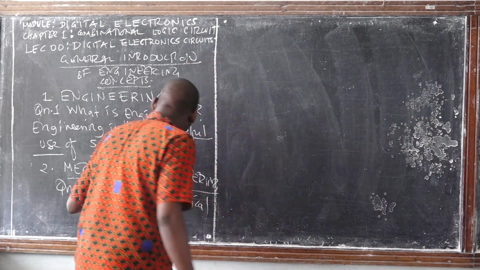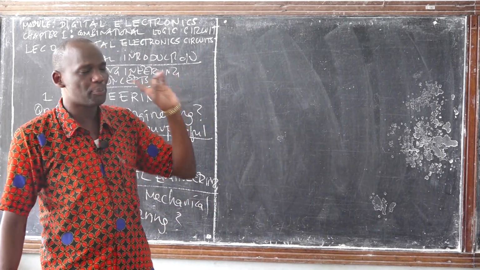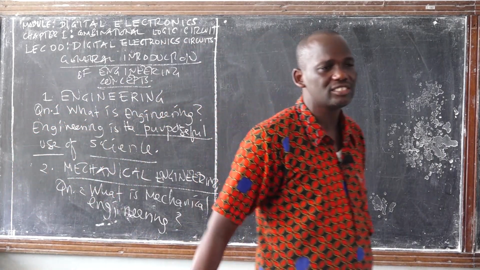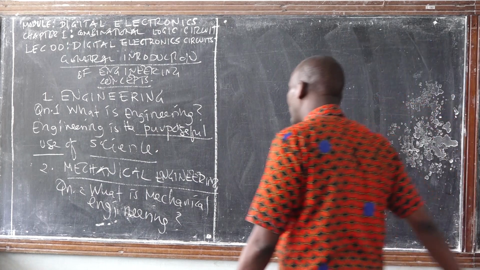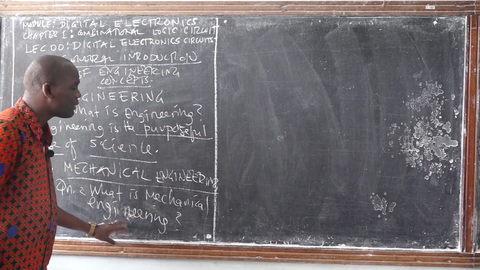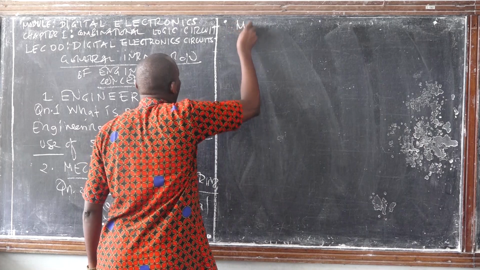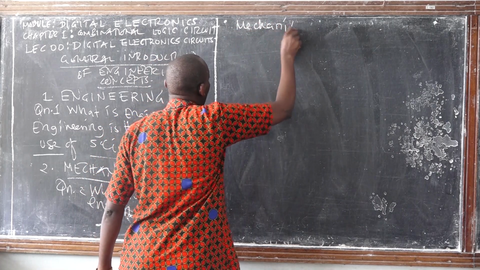So, simply, when we say engineering, you need a pure knowledge of science and pure knowledge of mathematics. That's why we've been teaching you about those subjects. Are we together? Now we come to mechanical engineering. There are different ways that you can define mechanical engineering, but this one is the one that I prefer.